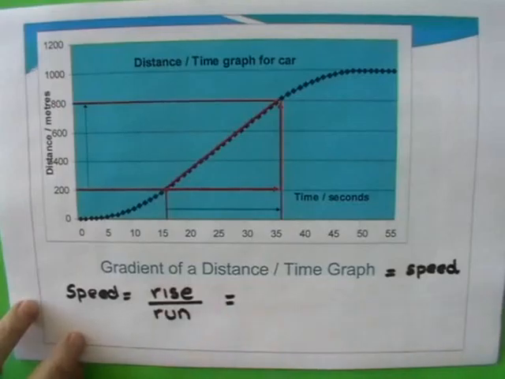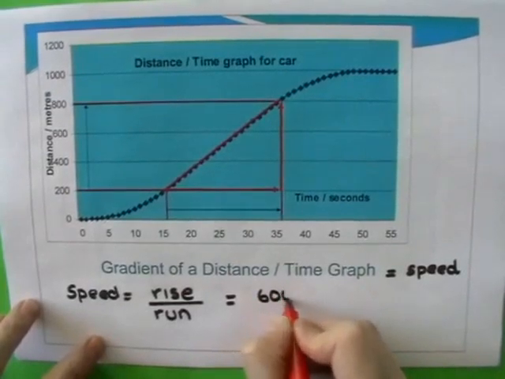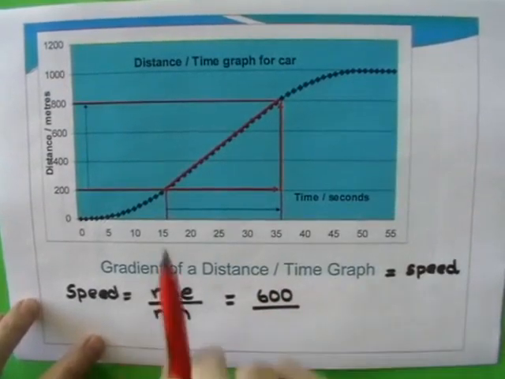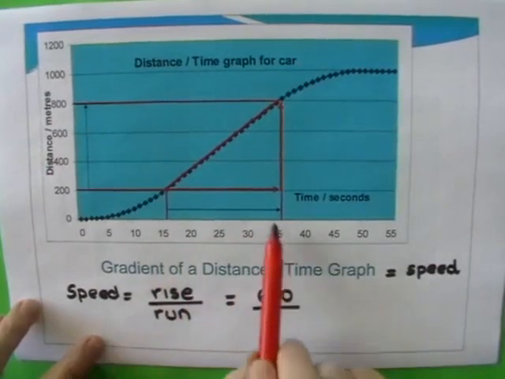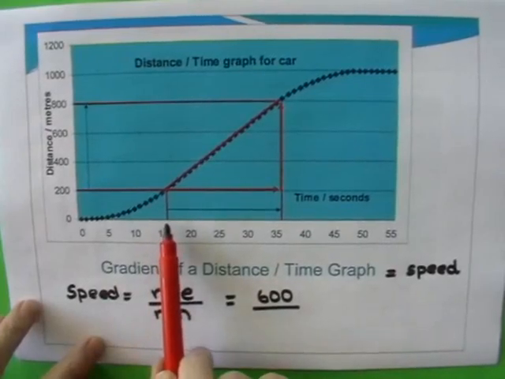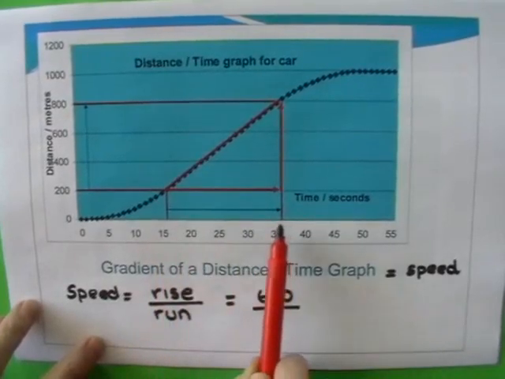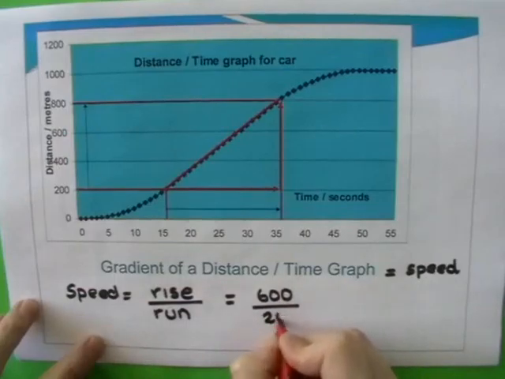So in this case, the rise goes from 200 up to 800, so it's a difference of 600 metres. And the run is from 15 up to 35, no sorry, it's a bit more than 35, 37 seconds. In fact, it isn't 15, it's about 17 seconds up to 37 seconds. So that's a total of 20 seconds.